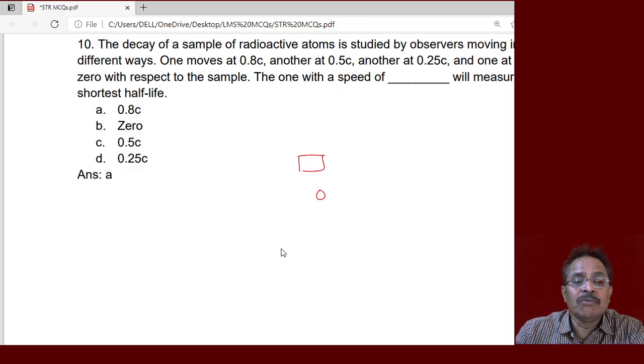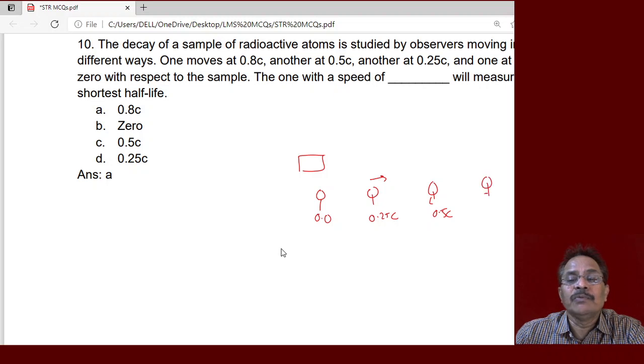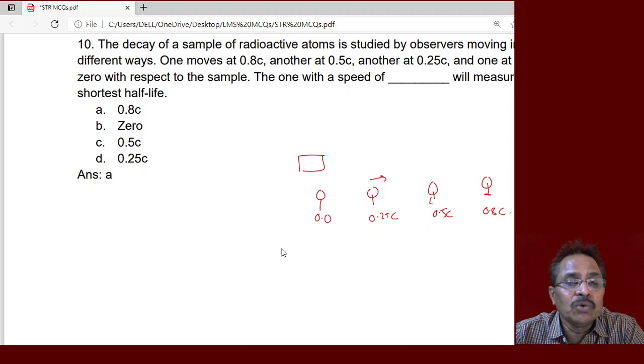There is observer 1 who is not moving, so his velocity is 0. Then the second observer is moving with velocity 0.25 times c. There is another observer who is moving with velocity 0.5 c, and the last one is moving away from this at 0.8 times c. Now you will find what we have to do.